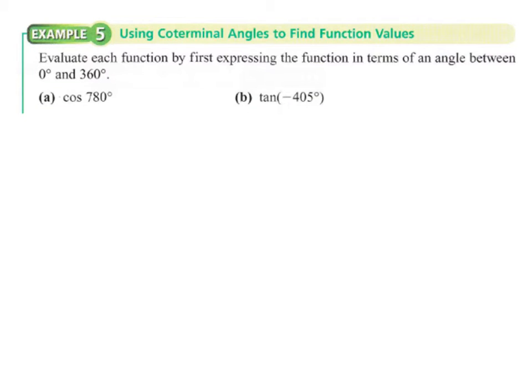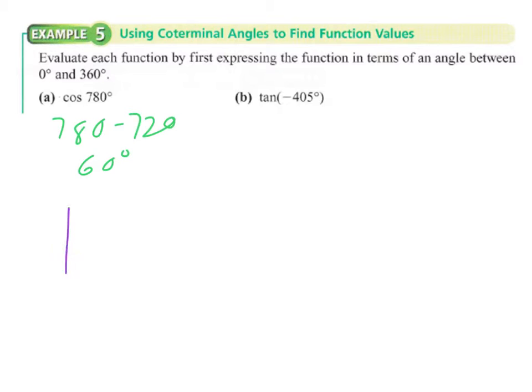So here we want to find the cosine of 780. What we'd probably do again is find a coterminal angle, so we would subtract 720 from 780 and we get 60 degrees. So really we want to find the cosine of 60 degrees. Again, they're coterminal, so they have the exact same value. This is in the first quadrant, so it would be a positive value for the cosine.